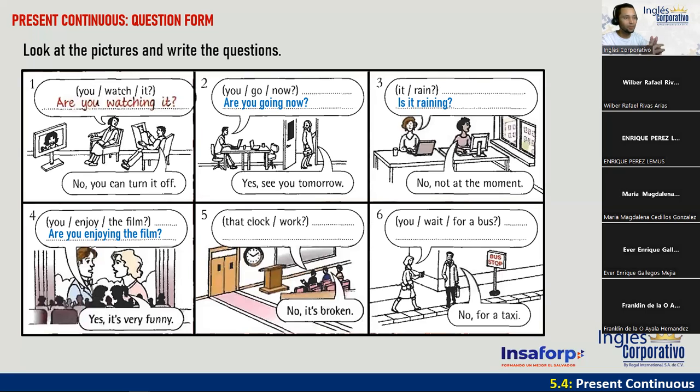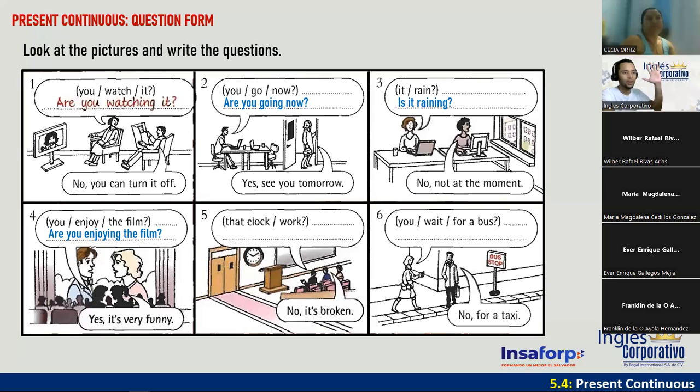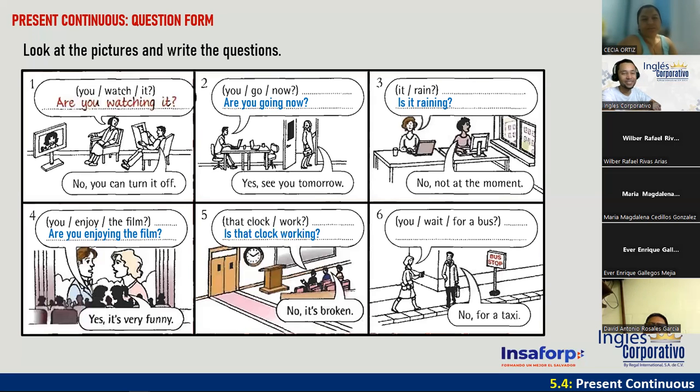Esta probablemente es la más difícil, pero vamos, intentémoslo. Number five, I need a volunteer. Vamos. Cecia. Is that clock working? That is correct. Porque es como decir, is it working? Is that clock working? Y le contestan, no, it's broken. Está arruinado. Thank you, Cecia. Very good.